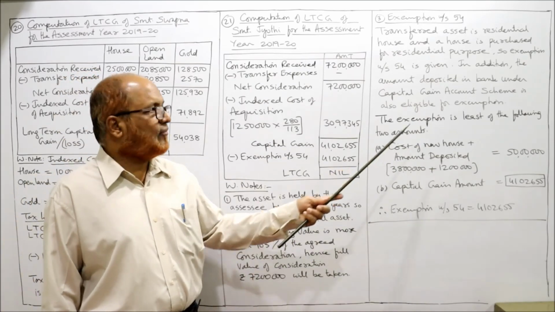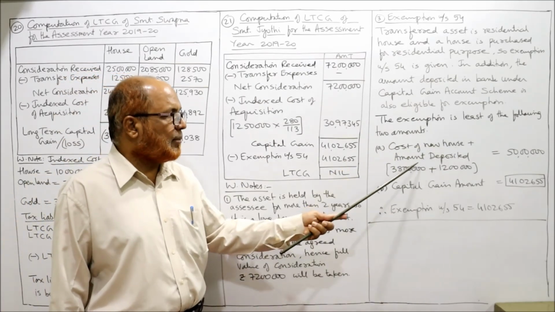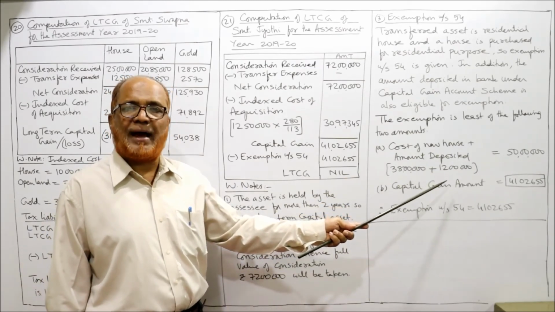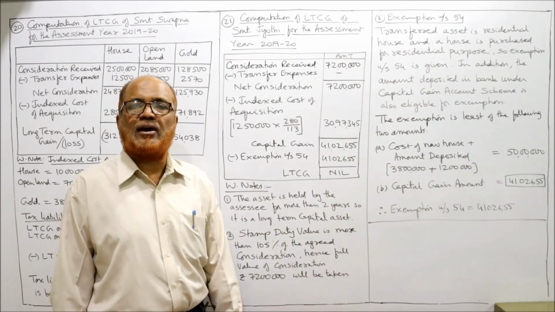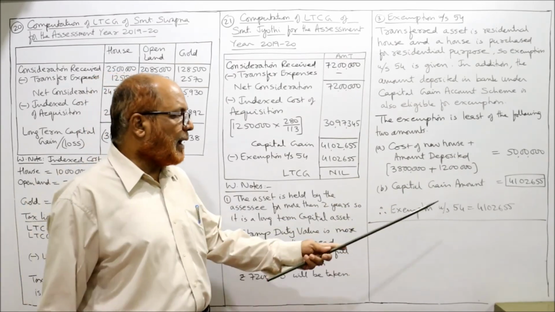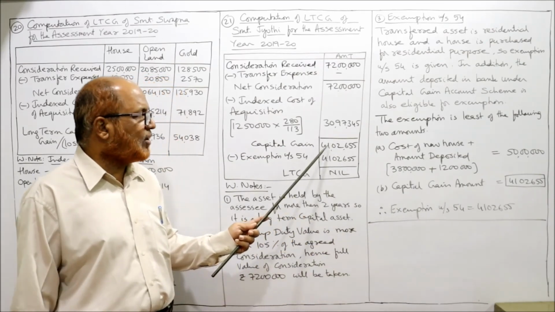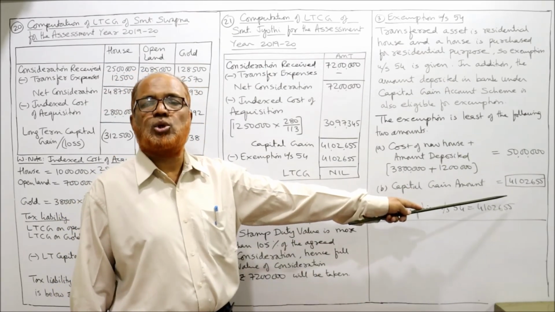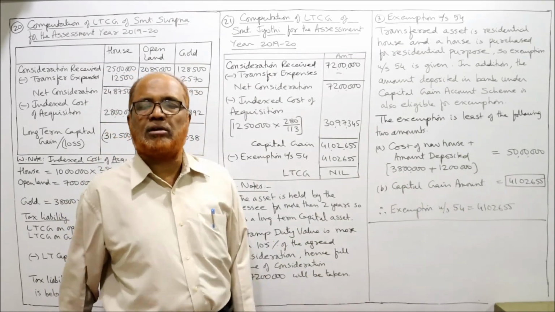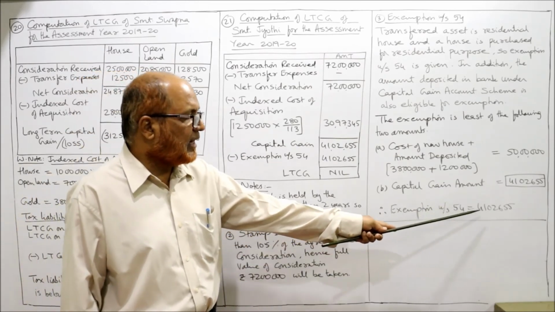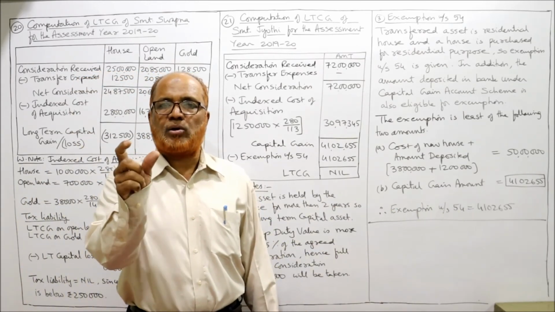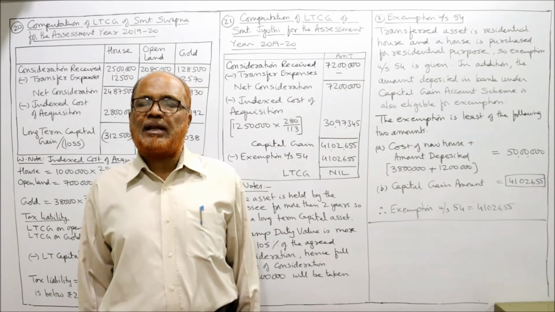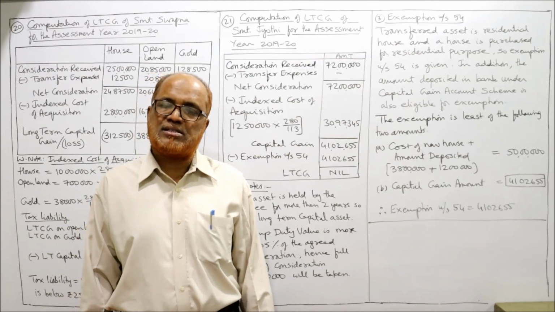The exemption is the lesser of the following two amounts: cost of the new house plus amount deposited. The cost of the new house is 38 lakh and amount deposited in bank is 12 lakh, so a total of 50 lakh rupees is eligible. Whereas the capital gain amount is 41 lakh 2,655. Compare these two amounts, whichever is lower will be allowed as exemption under section 54. So 41 lakh 2,655 is the amount of exemption under section 54. Deduct it, you will get nil. When the long-term capital gain is nil, the tax liability is also nil.